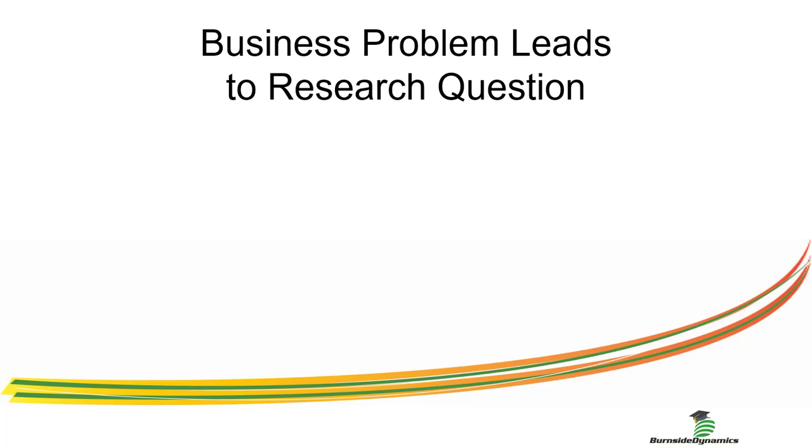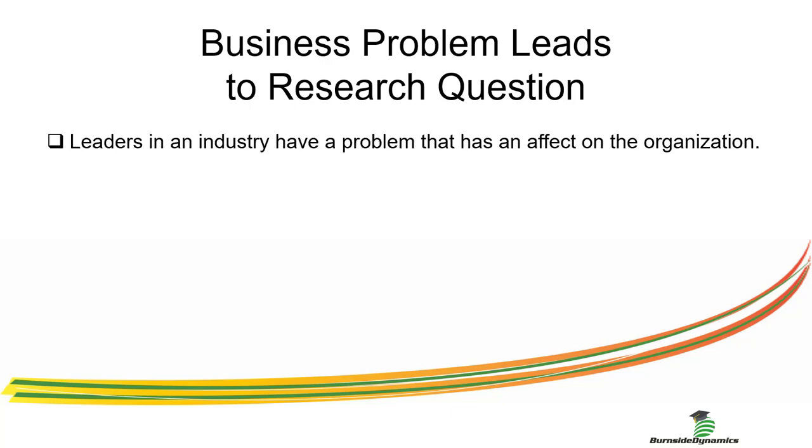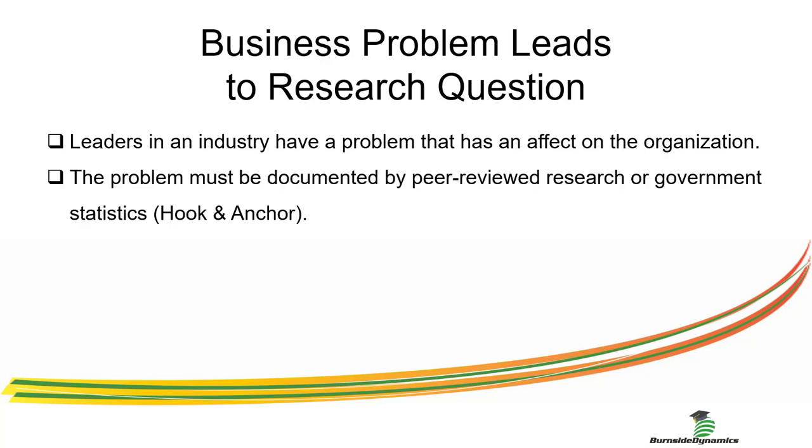Keep in mind that the Doctor of Business Administration is looking at a business problem, which will lead to your research question. We want to find out, leaders in an industry have a problem and it has an effect on the organization. Even though employees may have issues within the organization, what we are looking for are leaders and the things that they can do that can affect the organization and what that problem is.